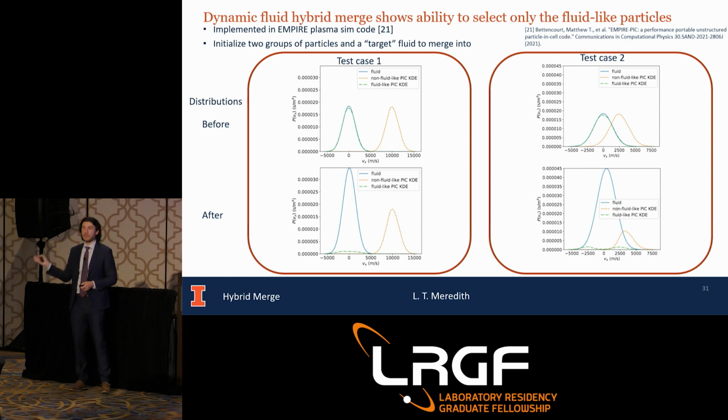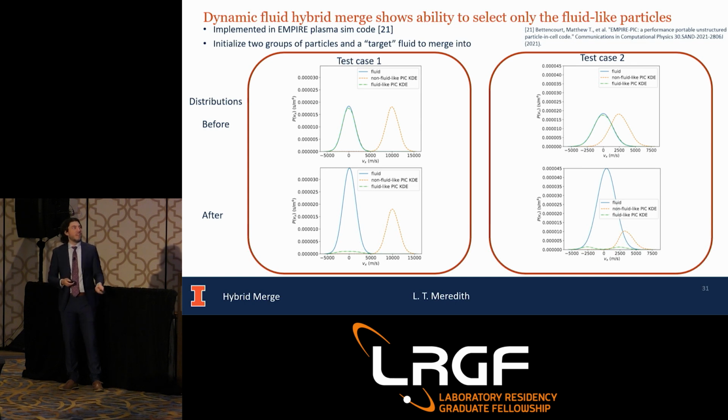Then I threw it for a loop with the second test case here, where we have a little bit of overlap between the two particle populations. In this case, again, hybrid merge can't distinguish between the two, so it elects to merge in some of the particles from the orange population, but to compensate, it merges fewer particles from the left here.